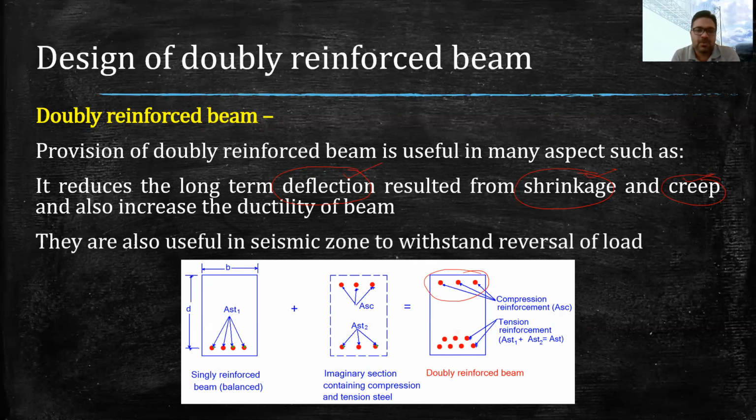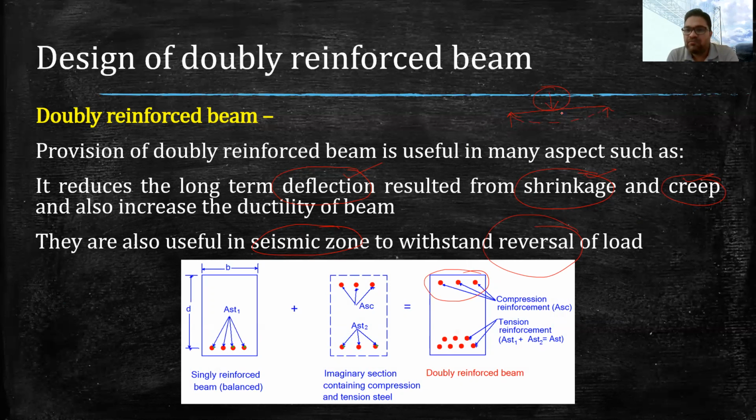Also, doubly reinforced beams are useful in the seismic zone. In areas prone to seismic or earthquake forces, we can provide doubly reinforced beams because they can withstand the reversal of load. What is reversal of load? Say this is a beam, designed for this type of load, which is the vertical load. This vertical load will try to bend this beam in this manner.